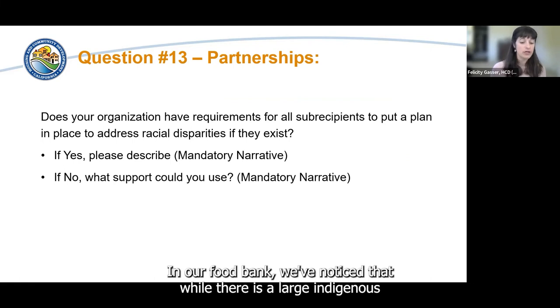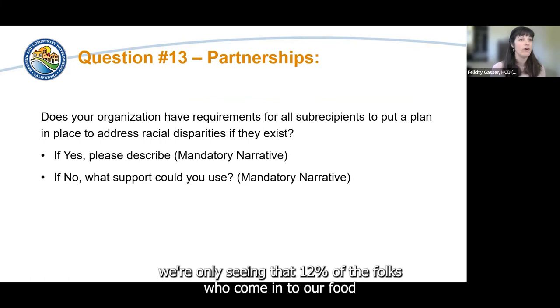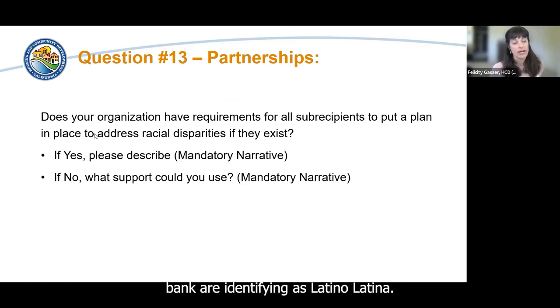I'm just going to use this as an example. In our food bank, we've noticed that while there is a large indigenous Latinx population who are immigrant farm workers, we see that population makes up, based on the census data, 30% of our population, but we're only seeing that 12% of the folks who come into our food bank are identifying as Latino, Latinx.